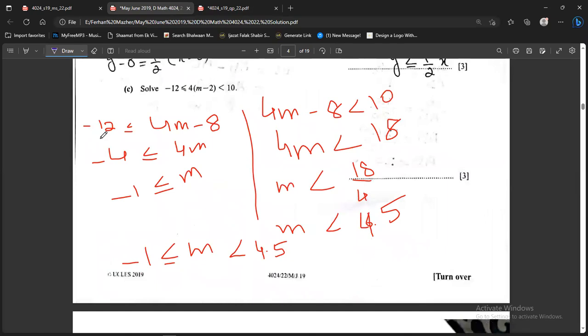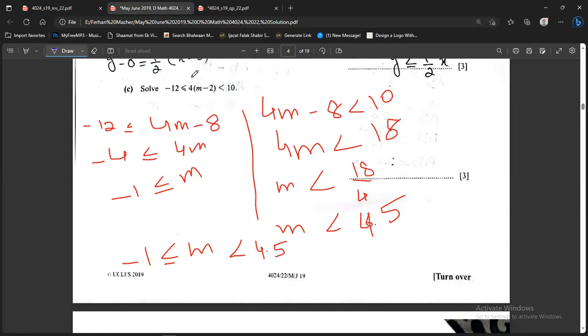So -12 less than or equal to 4m minus 8, because -8 when it comes to this side, it will add. So -12 plus 8, that will be -4 less than or equal to 4m. That 4 will come here, divide here. So -4 divided by 4, that will be -1. So my answer is m is greater than or equal to -1.